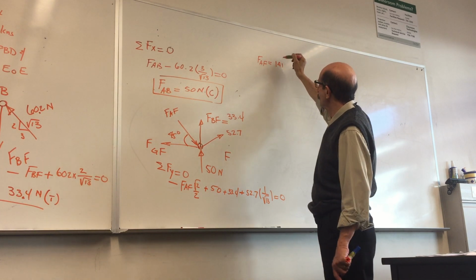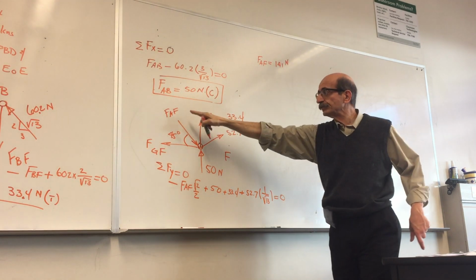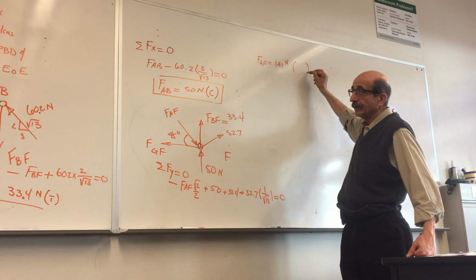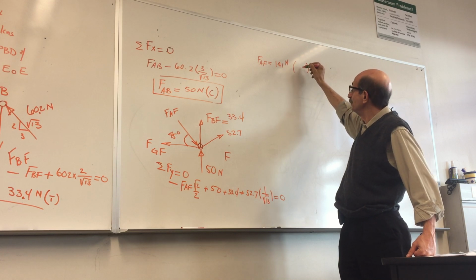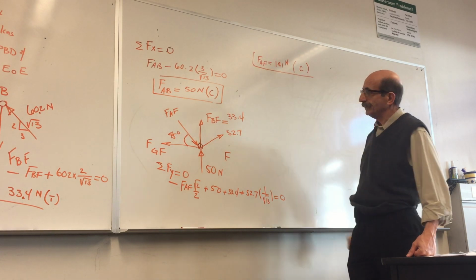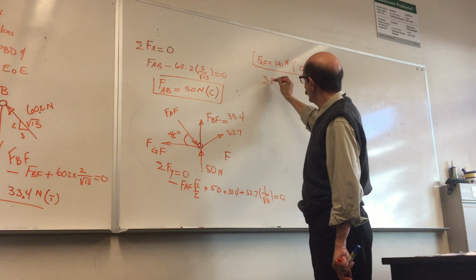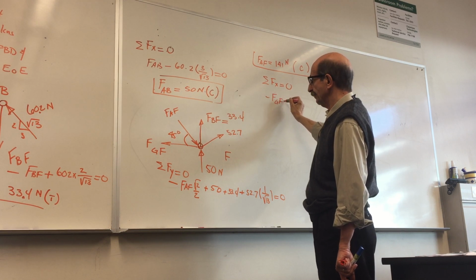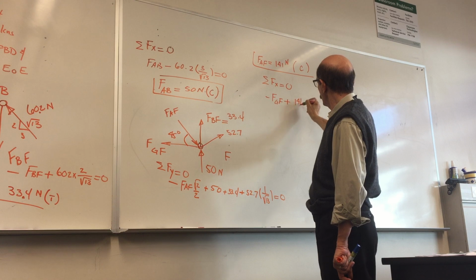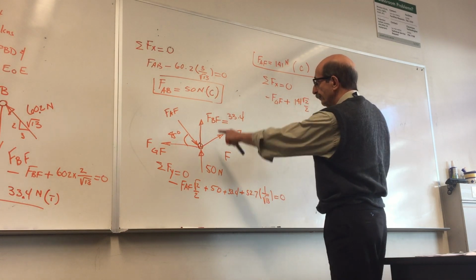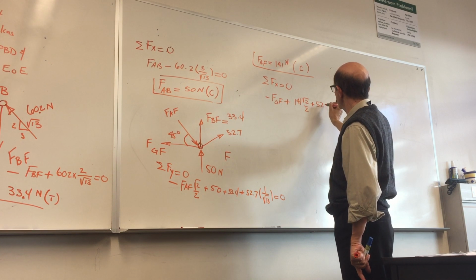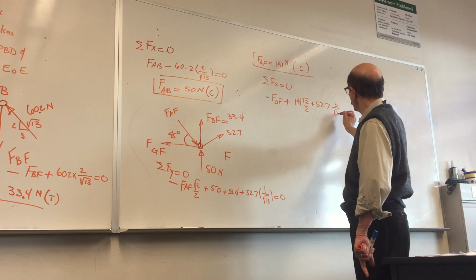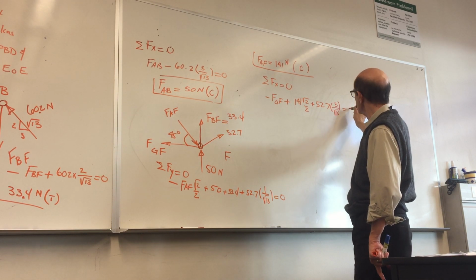I just found it. So that's, again, positive. That means force going towards the joint. So the corresponding member would be in compression or tension? Compression. Okay. Now summation of forces along X is equal to 0. I have negative FGF plus 141 square root 2 over 2 plus 52.7, and that is 3 over square root 13 is equal to 0.